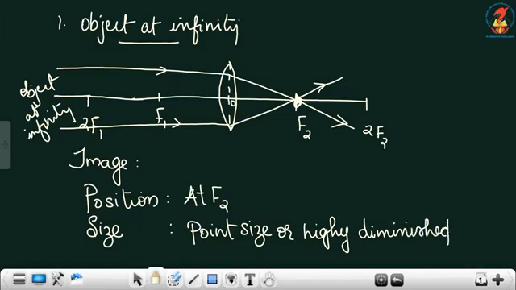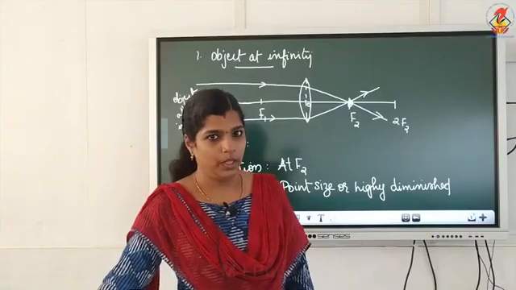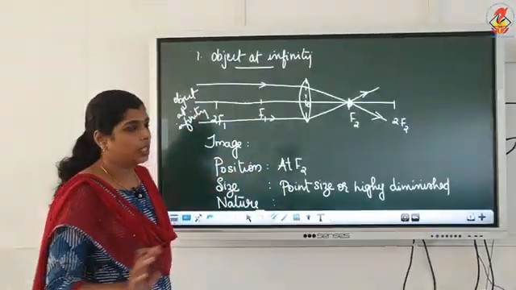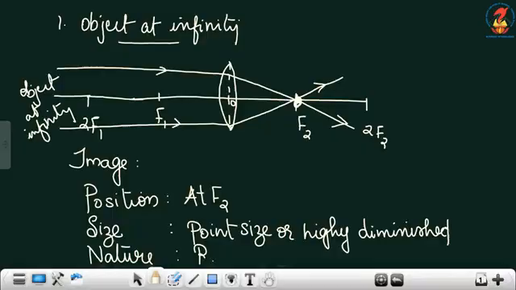Point size or highly diminished. Now, you need to write about the nature of the image. Nature of the image means two types of images will be formed. One is real and the other one is virtual. So, here in this case it forms real and inverted.